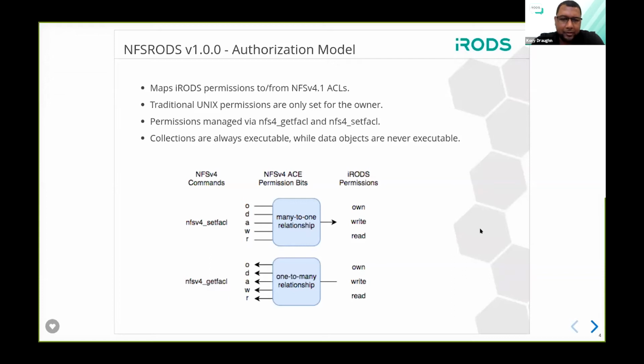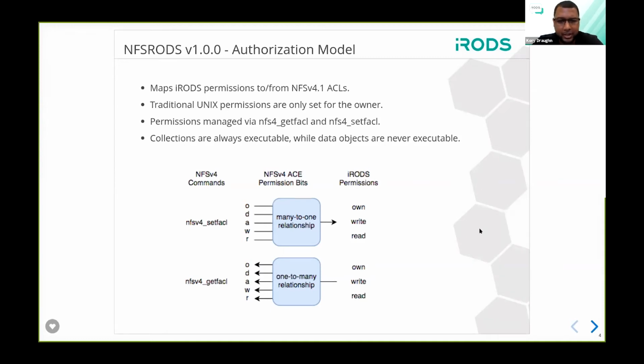If you look, the NFS4 protocol provides us with two commands, nfs4_setfacl and nfs4_getfacl. What these commands allow us to do is set various bits on a data object or collection, and NFSRODS will take those bits, and depending on the combination, it will produce a proper iRODS permission, and that works both ways.